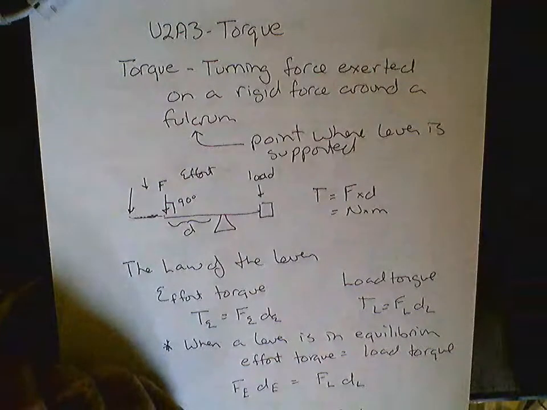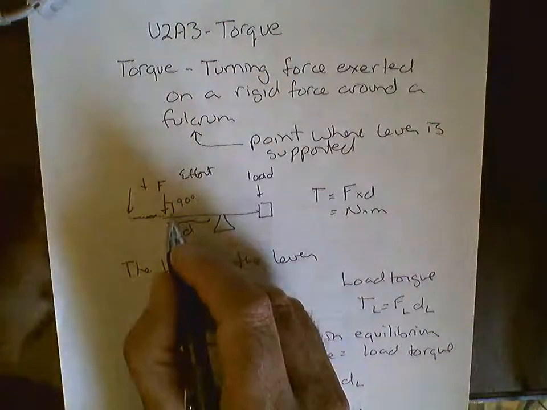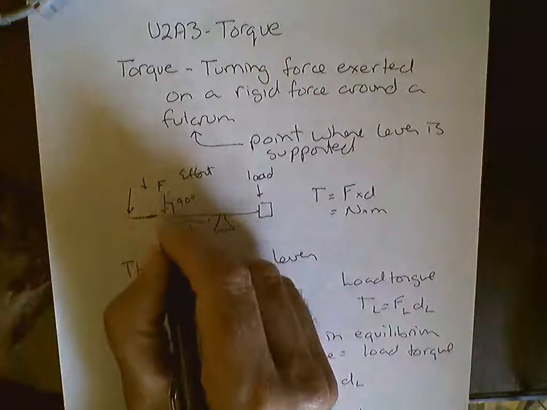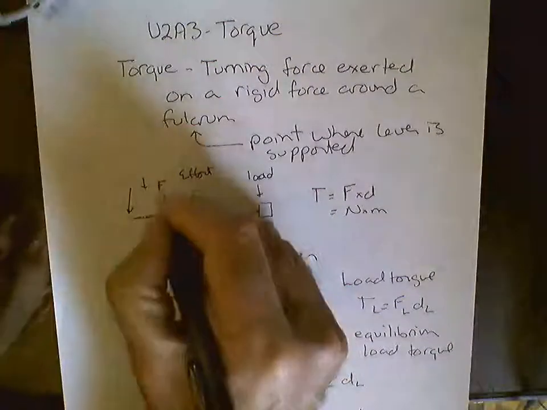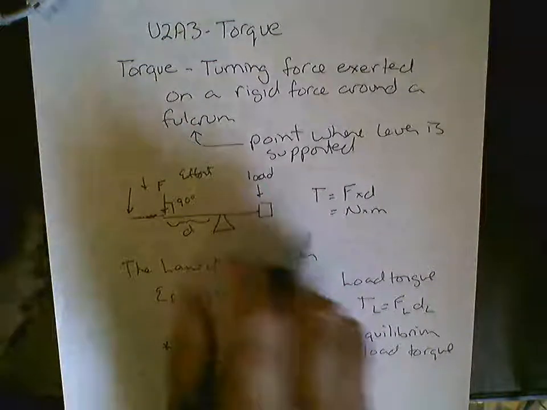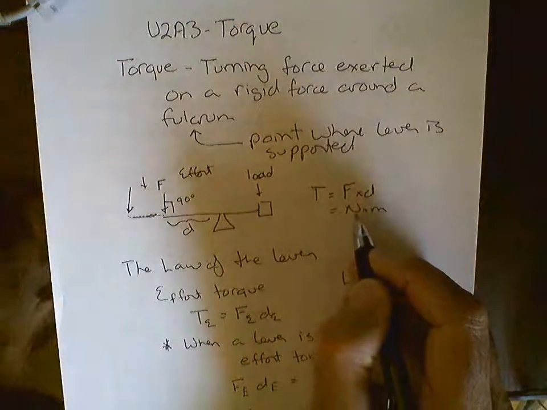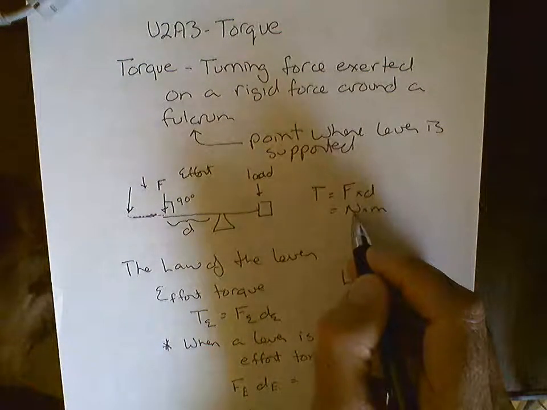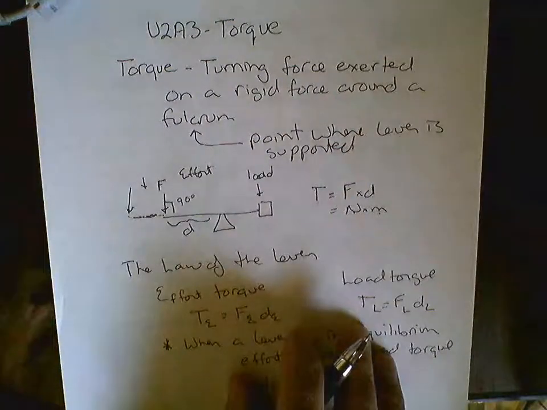Now, the last thing that's important here, and we always make this assumption when we do the problems, is that if the force is at 90 degrees to the rigid pole, then you're going to have more torque. If you're not right at 90 degrees, you lose some of your torque. So the formula for torque is force times distance. Remember, force is measured in newtons, and distance is measured in meters.